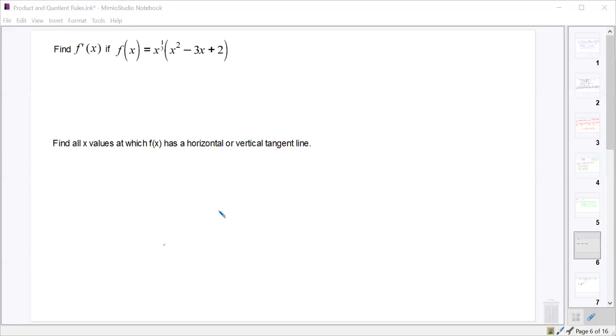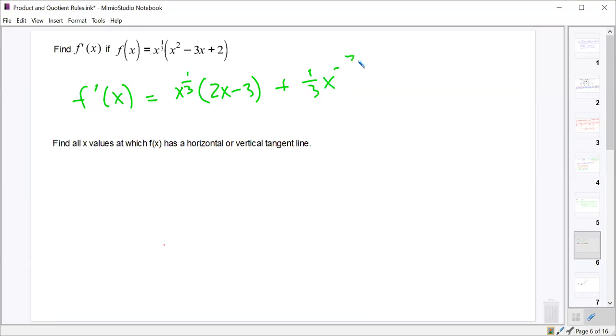All right, you guys get your derivative? Yes. Okay. F prime of x should have been what? X to the 1/3 times 2x minus 3 plus 1/3 x to the negative 2/3 times x squared minus 3x plus 2. Everybody good with that? Yes.